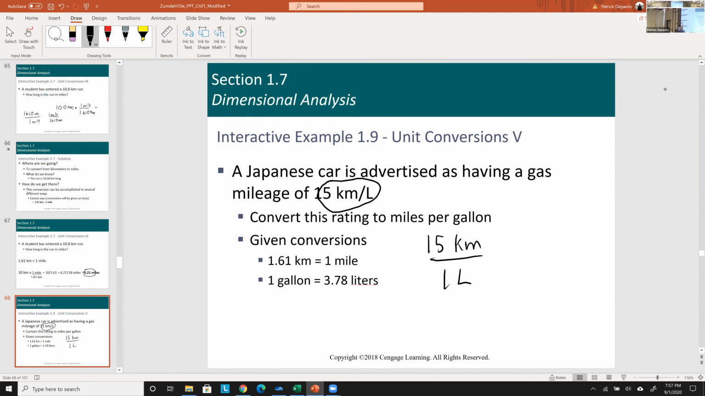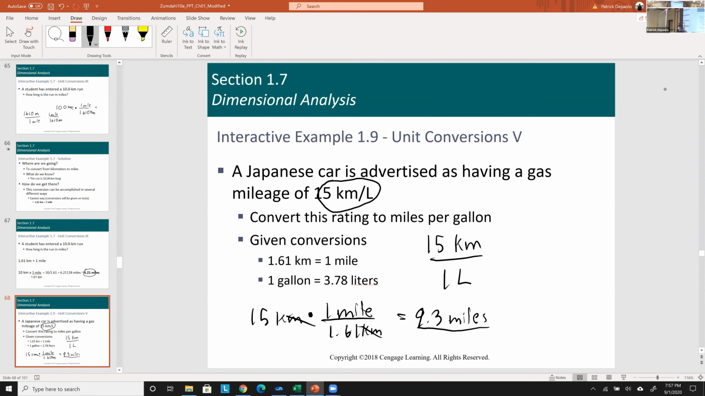So 15 kilometers times 1 mile over 1.61 kilometers. Kilometers will cancel out, and you get 15 divided by 1.6 gives you a number. I got 9.31, 9.32, or 9. In sig figs, it would be 9.3. That'd be 9.3 miles. Not looking good if it's 9.3 miles per gallon, but we didn't do the gallons yet.